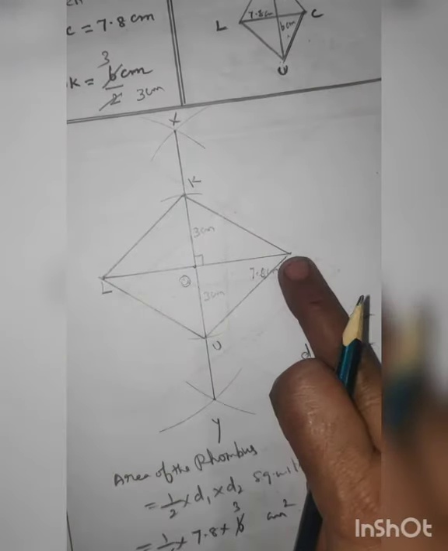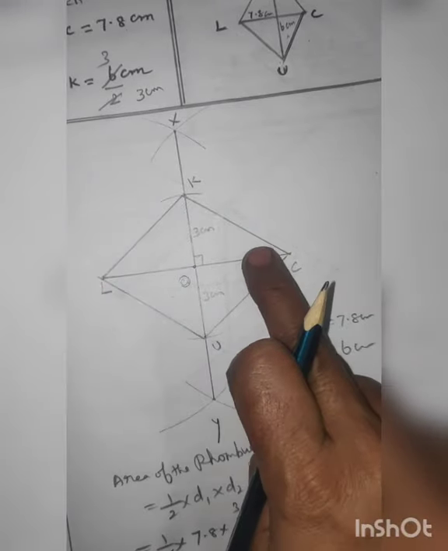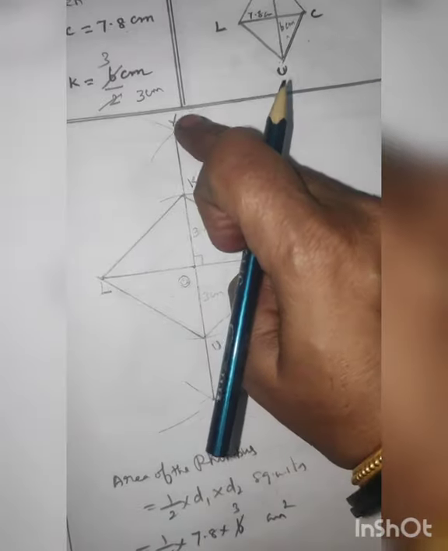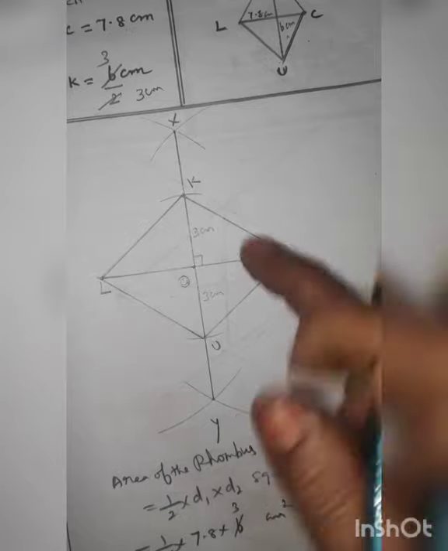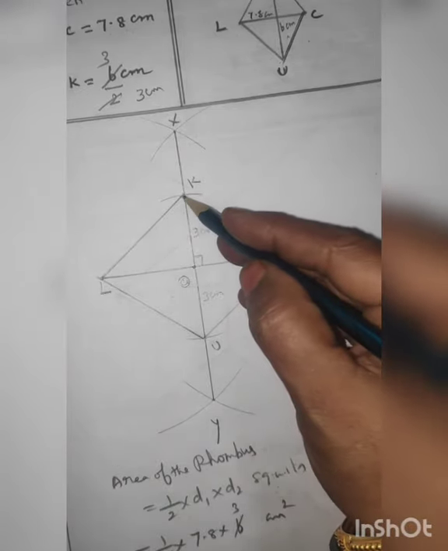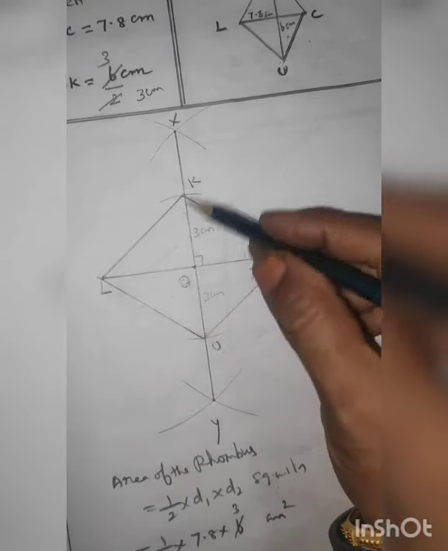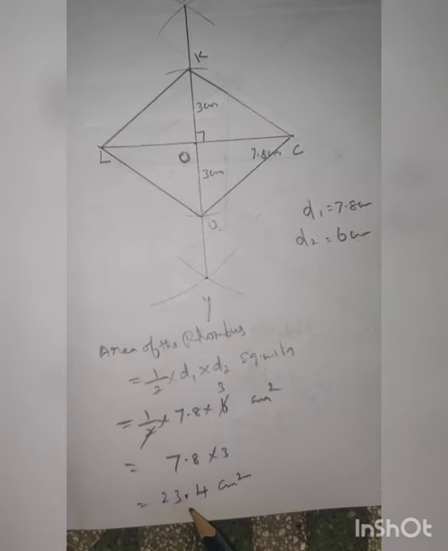First, draw the line segment. Next, draw the perpendicular bisector: take more than half the length, cut the arc at L, one arc up and one arc down, and the arc at C as well. Join the two arcs, X on the right, Y on the right. The meeting point is the center point O. Now measure 3 centimeters and cut the arc. The two cutting points are U and K. Join all the sides. So D1 equals 7.8, D2 equals 6 centimeters. Substitute these two values in the formula and get the answer 23.4 centimeters squared.